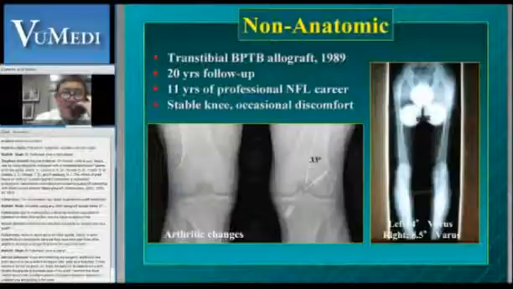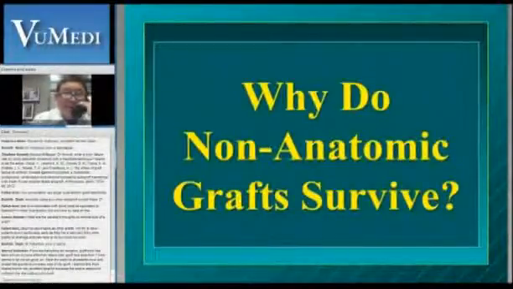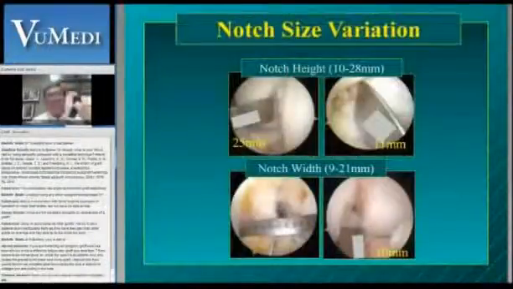So why do these non-anatomical grafts survive? And it's all based on anatomy. So this is notch height, which is a new concept nobody talks about.